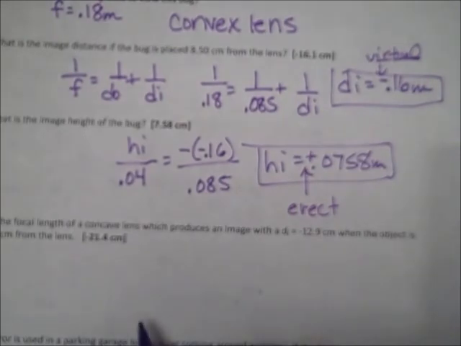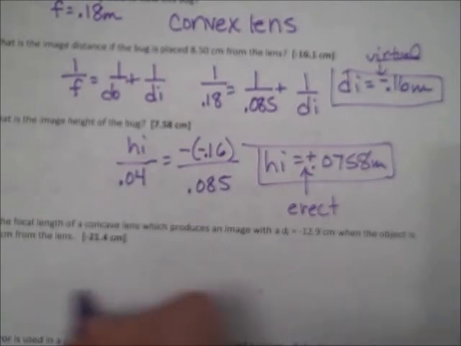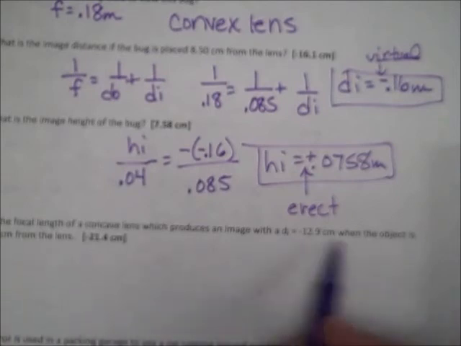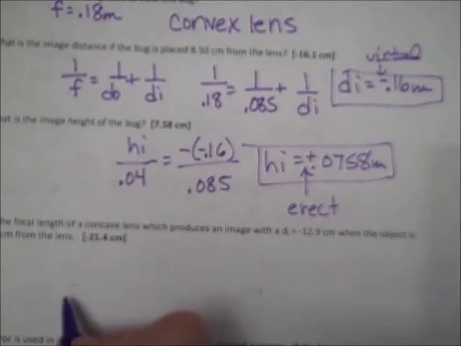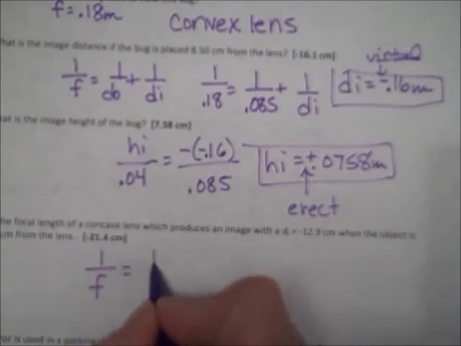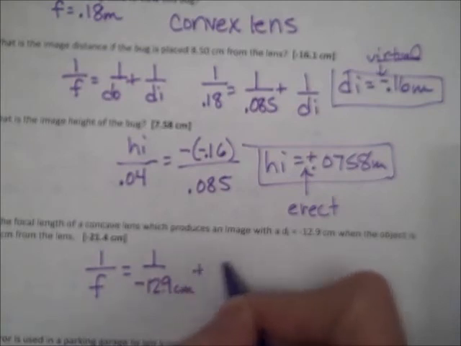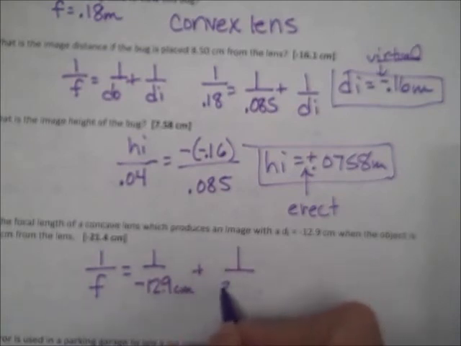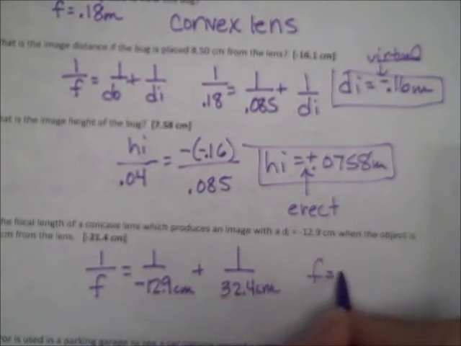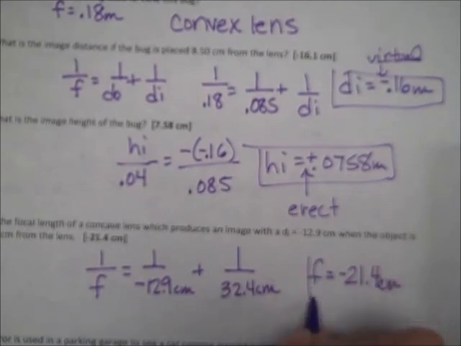Okay, next one. Determine the focal length of a concave lens which produces an image with a di of 12.9 when the object is 32.4 centimeters. So we're looking for f. So 1 over f equals 1 over negative 12.9. I'll trace centimeters on this one, and 1 over 32.4 centimeters. When you then solve that for f, you get negative 21.4 centimeters.